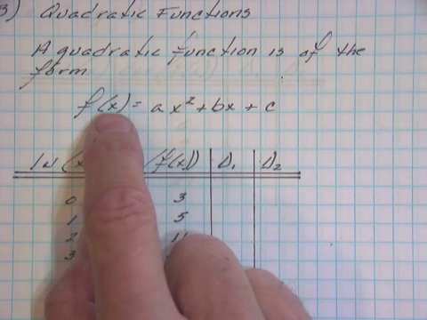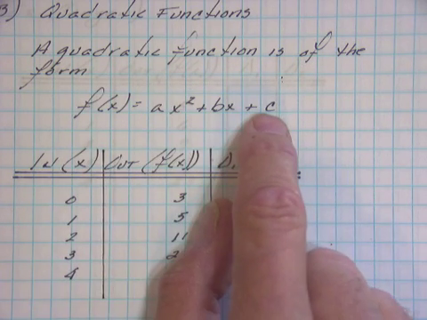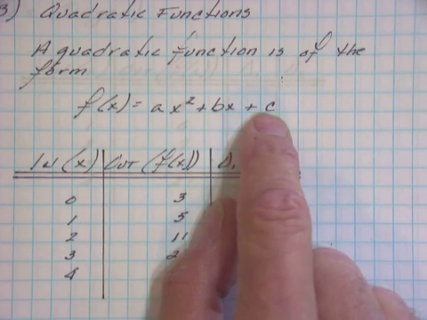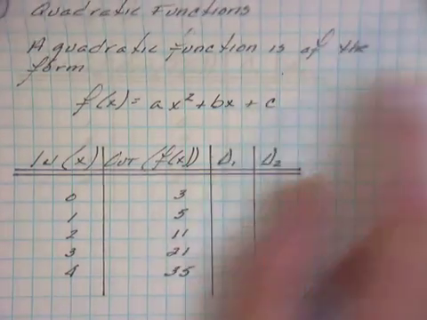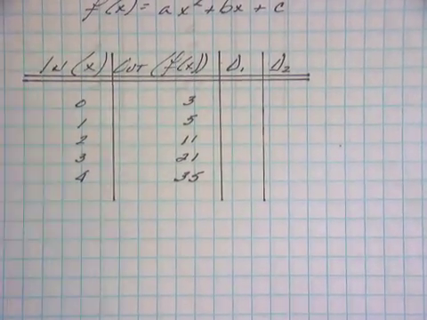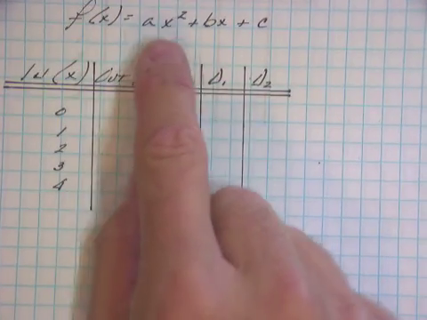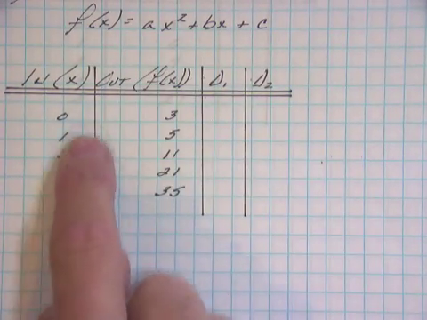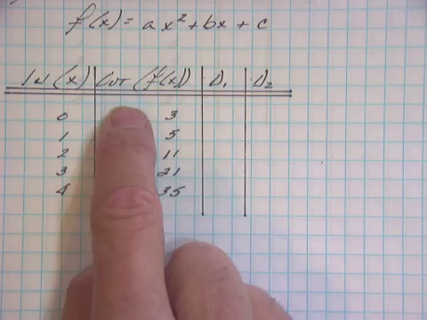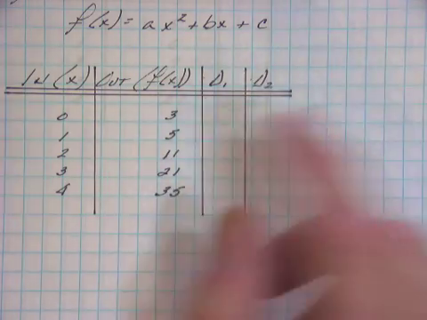X is my input value, okay? A, b, and c are constants, or numbers, all right? Now we're going to look at a table. We're going to try and figure out what quadratic function would go with these inputs and outputs. First thing is test it.